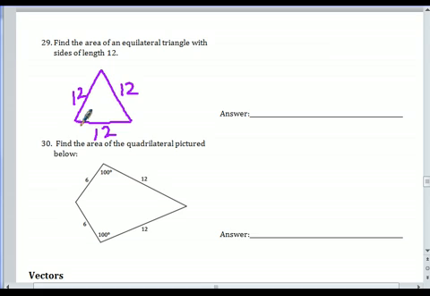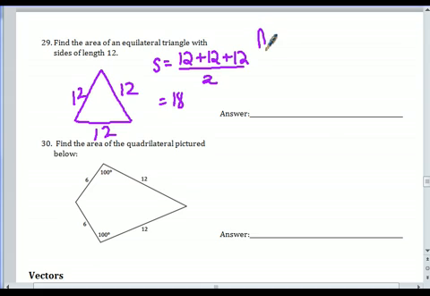So in this instance, you could use either formula, because if we know all the sides and all the angles, we could use either formula that we like. I'm going to use the side, side, side formula. And in order to use that formula, I first have to find the semi-perimeter, which means half of the perimeter. So I'm going to add up all the sides, 12 plus 12 plus 12, and then divide by 2 to get the semi-perimeter. In this case, 12 plus 12 plus 12 is 36, divided by 2 is 18.